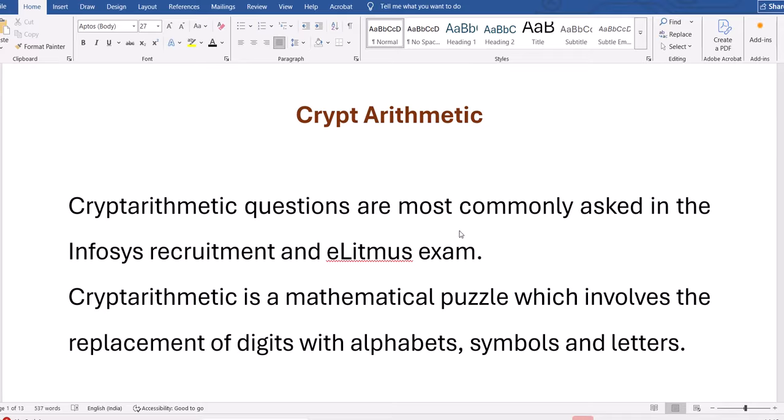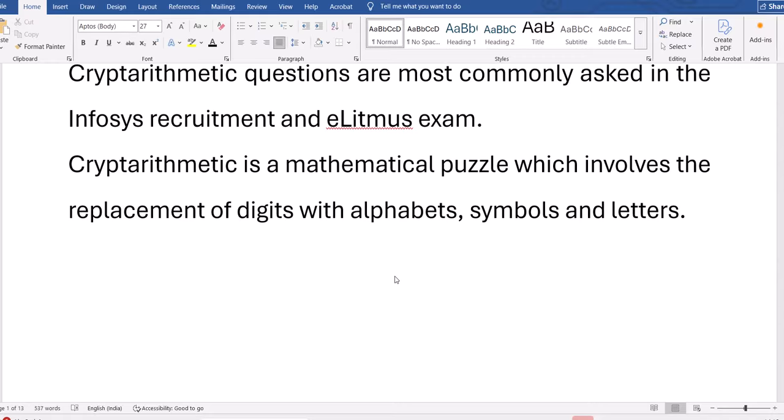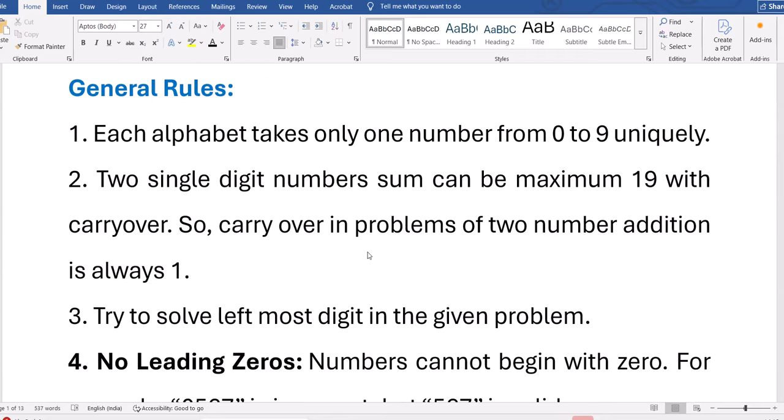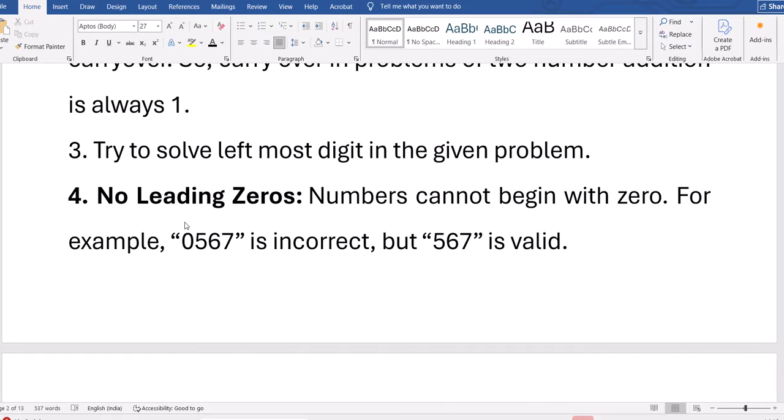So Crypt Arithmetic: they use some alphabets or symbols, and you are supposed to find each letter's value, and there are certain rules. Go through each alphabet or symbol they're giving in the question. It should take only unique values from 0 to 9. If it is a four-letter word, it should not start with 0. We have to convert that into a number.